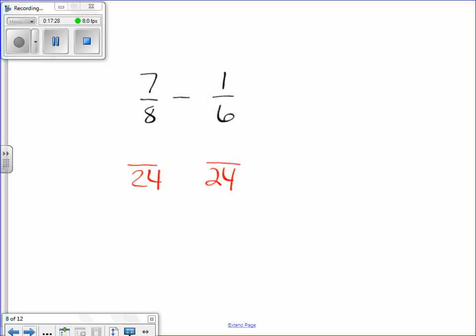48 is okay, but 24 is better. So 8 goes into 24 3 times. 7 times 3 is 21. 6 goes into 24 4 times. 1 times 4 is 4. 21 minus 4 is 17, and 8 times 3 is 24. That's good, I think. What did you get?